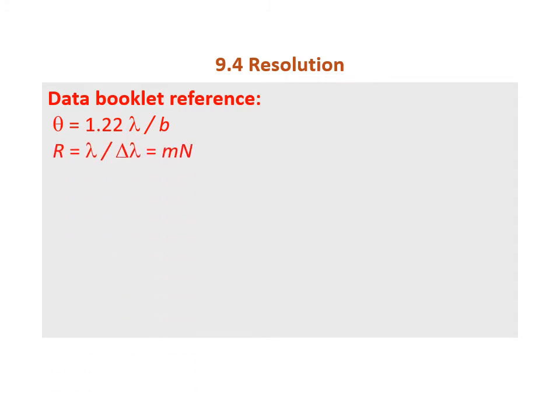And then we have the resolvance equation, how powerful a diffraction grating is at resolving. So R equals lambda, where lambda is an average of wavelengths, divided by delta lambda, where that delta lambda is the difference between those two wavelengths, which is also equal to m, the diffraction order, times N, the number of diffraction gratings illuminated by the beam of light.